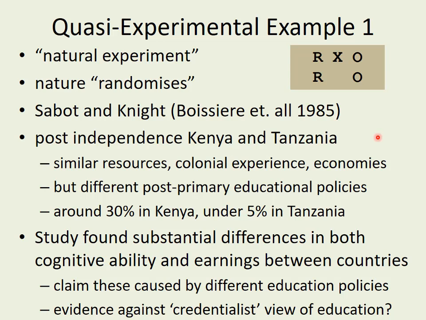There was a well-known study by Bossier and others in 1985 looking at Kenya and Tanzania, two countries next door to each other, and they had all these very similar things: a very similar agroecological range of environments, resources, colonial experience, both European-dominated, Tanzania by the Germans and Kenya by the UK, and then latterly Tanzania by the UK as well. Everything's the same, but after independence, they went completely different ways in terms of post-primary.